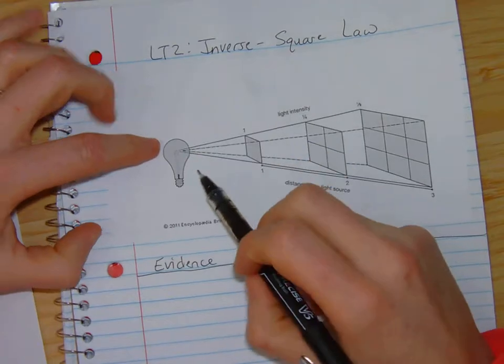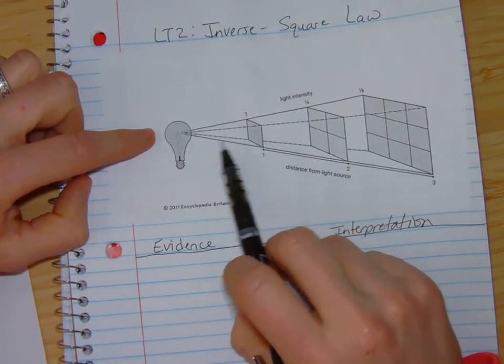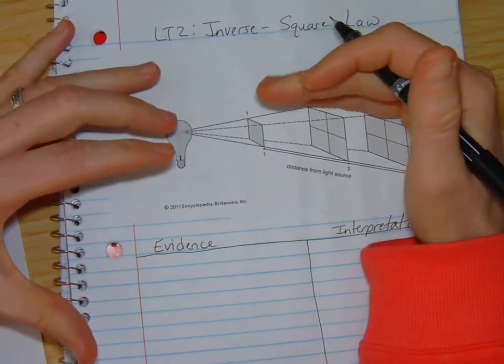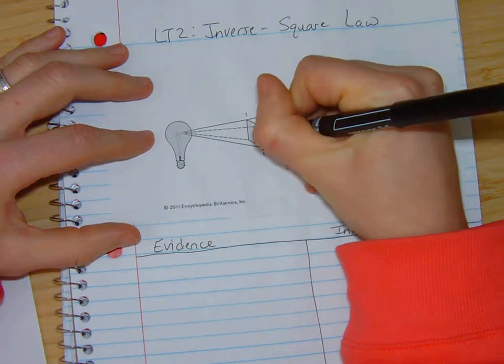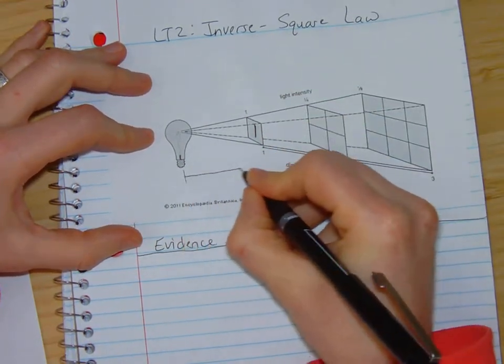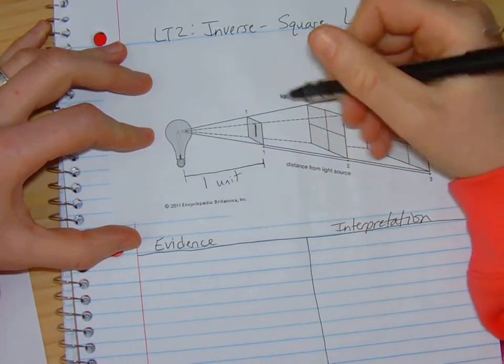What this says is, if you have a light bulb, think about a flashlight, and you've got somebody really close to you and you shine it in their eyes. We know that light doesn't have a long time to spread out, so it stays very concentrated, and it only takes up 1 unit of space. So let's say that this is 1 unit of distance.